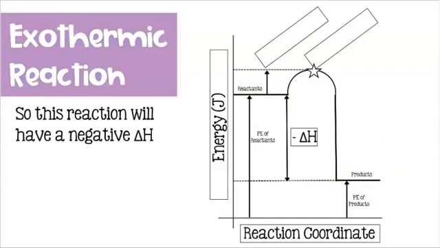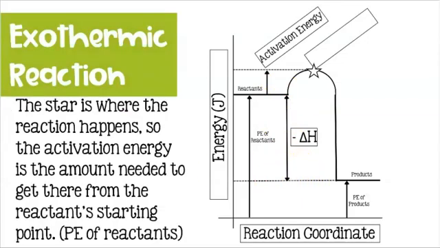Because this reaction is exothermic, the delta H, the difference between those two energy levels, will be negative. So we have negative enthalpy. The reaction will actually occur at the top of this hill. So in order for the reaction to happen, the particles have to overcome this energy difference between the reactants and the star. This difference is called the activation energy.